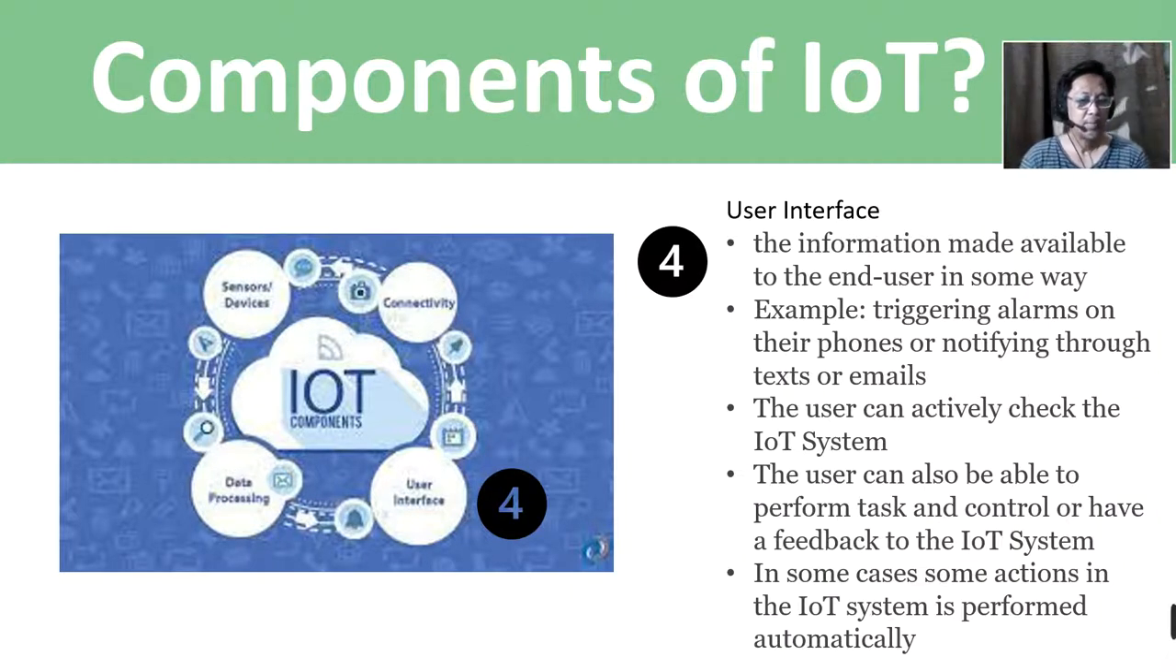And then example is triggering alarms on their phones or notification through text or email. So that's an example of a user interface. So the user can actively check the IoT system, and then the user can also be able to perform tasks and control or have a feedback to the IoT system. In some cases, some actions in the IoT system are performed automatically.